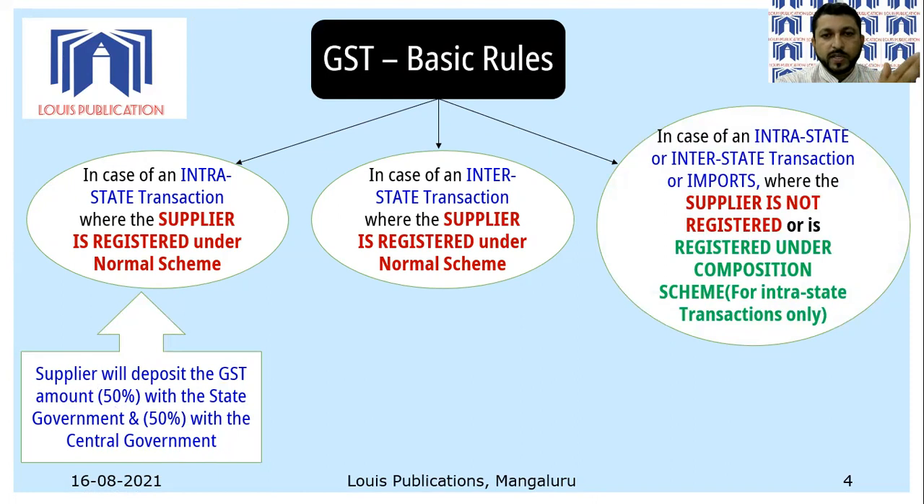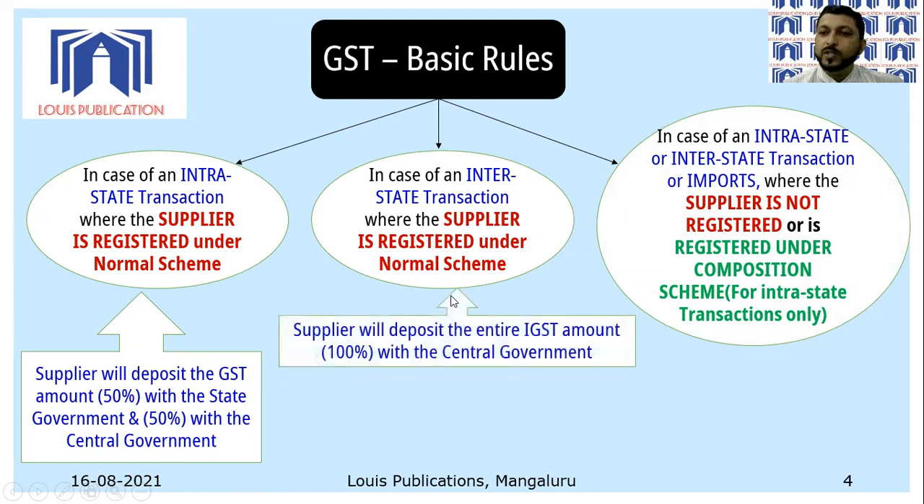50% will be given to the state government, and the remaining 50% is given to the central government. Now, if it is an interstate transaction and the supplier is registered, definitely the supplier is going to collect the GST amount. And whatever IGST amount the supplier is collecting, the entire IGST amount will be deposited with the central government.